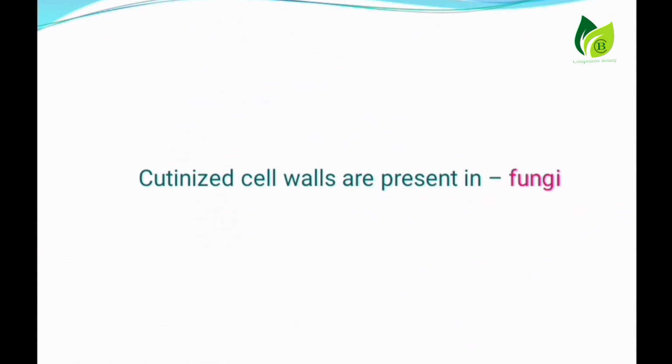Next question is, cutinized cell walls are present in? The answer is fungi. Chitin is a modified polysaccharide and it is a polymer of N-acetyl glucosamine.